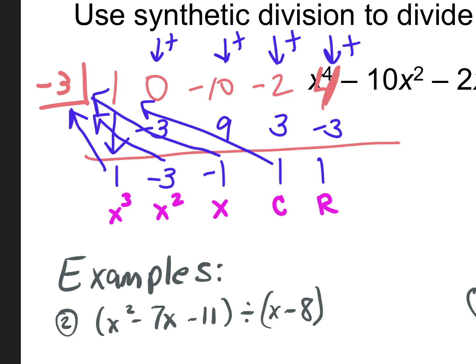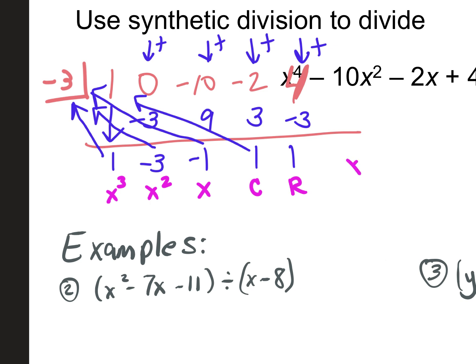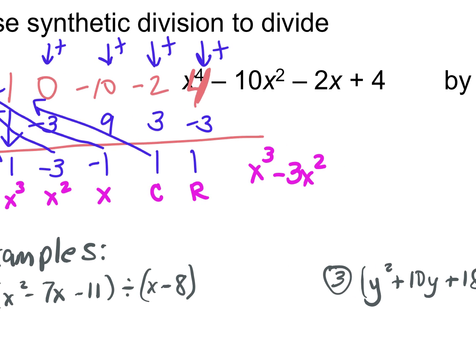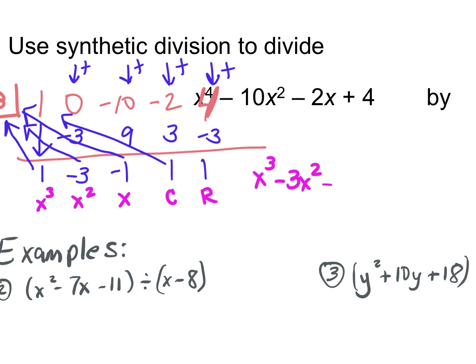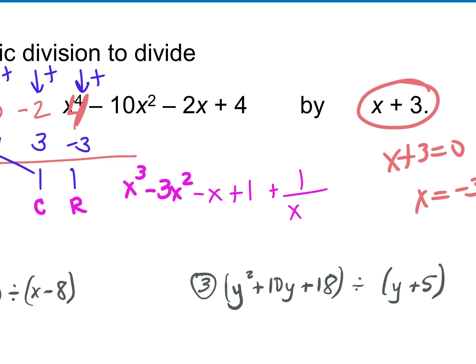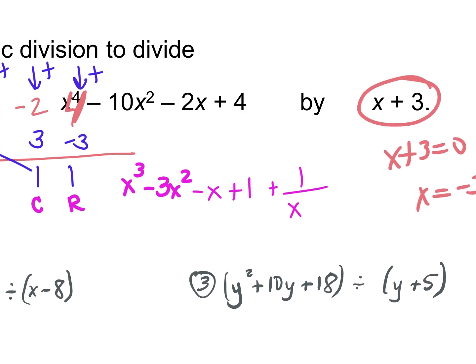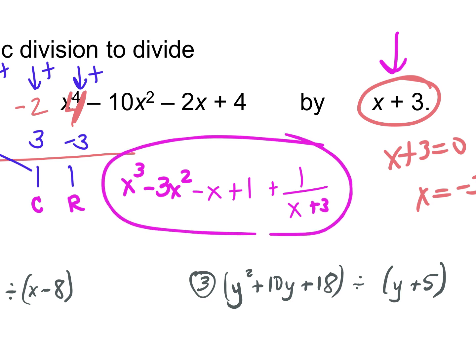Again, the more of these we do, you're going to be like, okay, this is pretty easy. So how do you write your answer? So it's 1x cubed minus 3x squared. Then what? Minus x plus 1. And then what's your remainder? Plus 1 over, what'd you divide by? Well, what did you divide the whole thing by, not synthetically? x plus 3. Your answer always starts with 1 less, because when you take x and divide it into something, it's always going to be 1 less exponent.